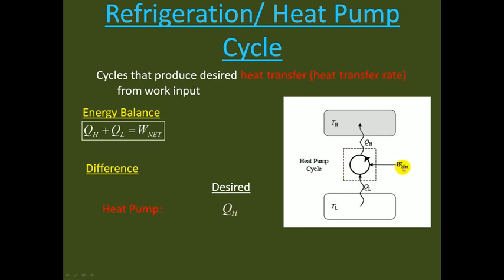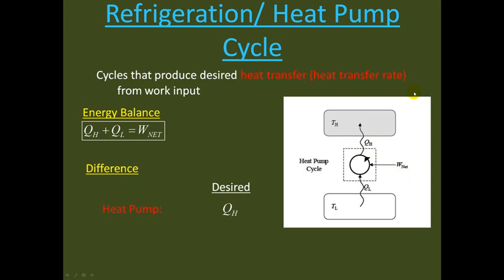our desired is going to be the heat transfer associated with our high temperature reservoir. In this case, we have net work coming in now. Work in is going to be negative, so we have work coming into our system. What we've desired, we've outlined in gray here. We want to get heat going to this thermal reservoir, the high temperature. So our desired is the heat transfer associated with the high temperature reservoir. Our required is our net work.